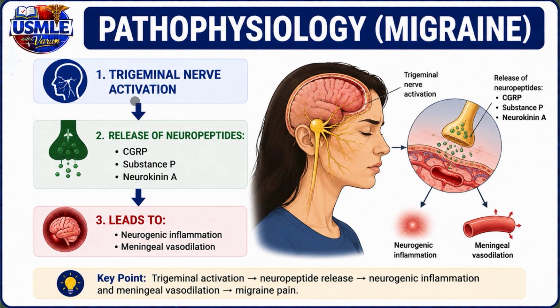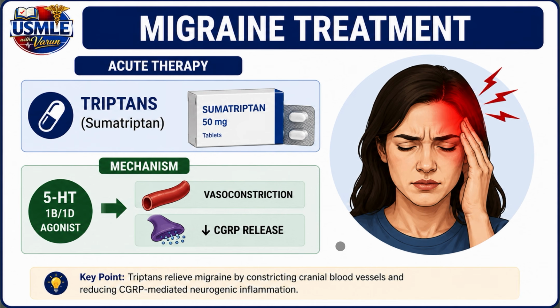Migraine is driven by activation of trigeminal nerve pathways, which releases inflammatory substances. These cause inflammation and dilation of blood vessels in the meninges, which could lead to pain. Trigeminal nerve activation leads to release of neuropeptides like CGRP, substance P, and neurokinin A, and this leads to neurogenic inflammation and meningeal vasodilation, and that leads to pain.